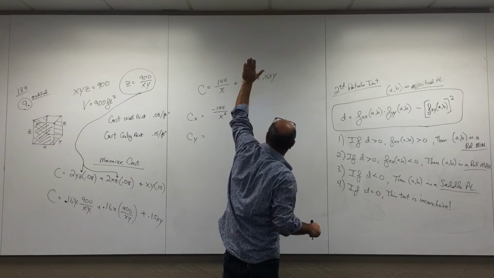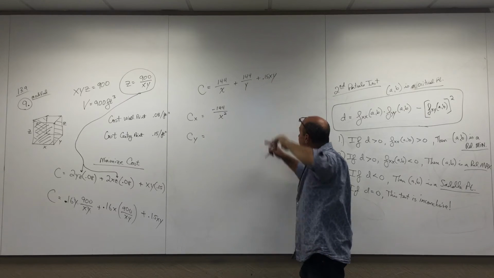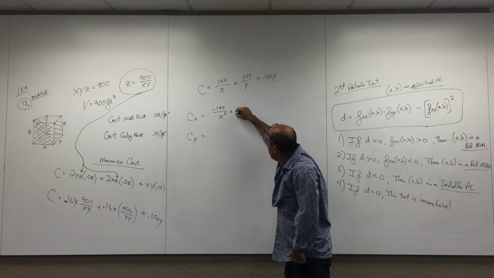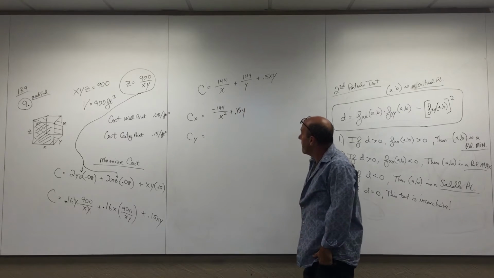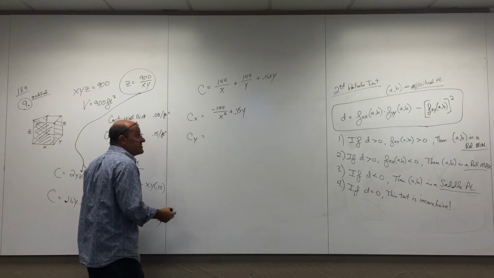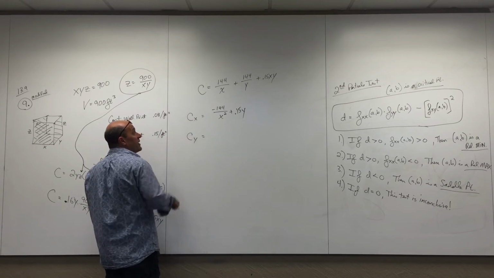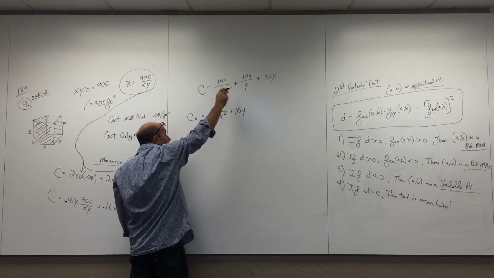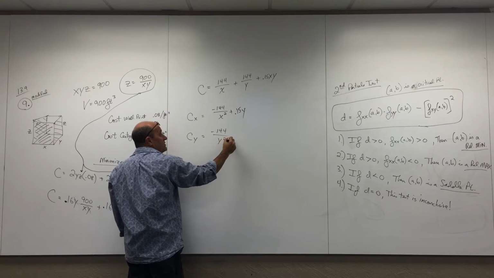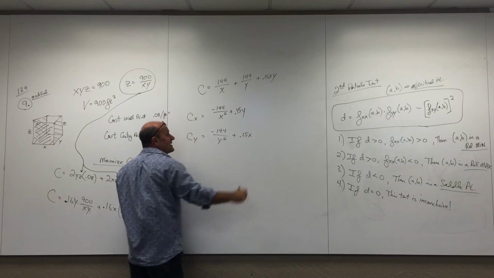With respect to x, this term is gone. And over here, with respect to x, I get 0.15y. All right, that's one of my equations. I'm going to set that equal to 0 in a minute. Let's get the other one, Cy, the partial derivative with respect to y. This term goes away, and this term is the same idea: negative 144 over y squared, and then 0.15x.